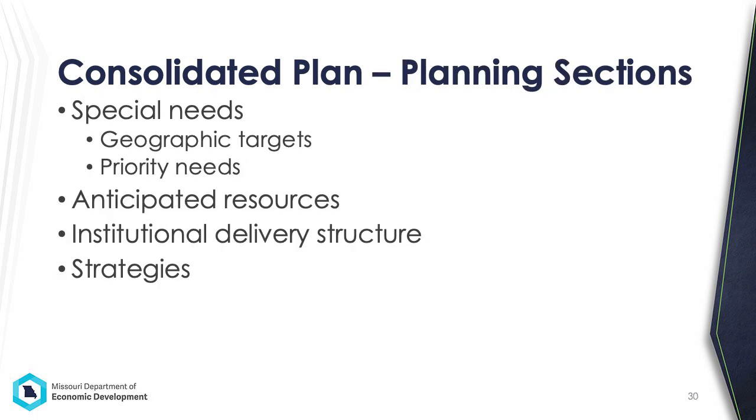Once we gather information, we move to the actual planning portion. We identify any special needs that might include specific geographic targets or other priority needs. We also identify the anticipated resources and delivery structure, and then lay out our strategies to address the needs for the next 5 years.